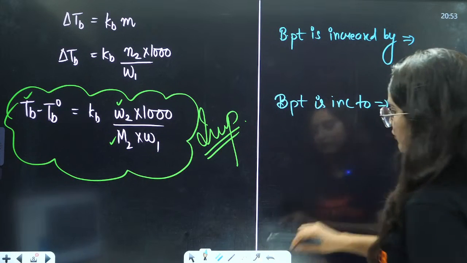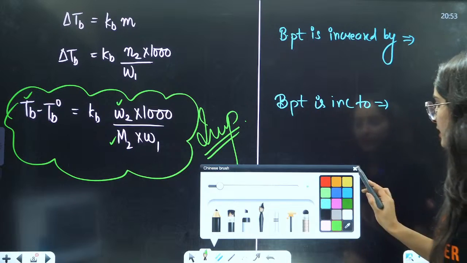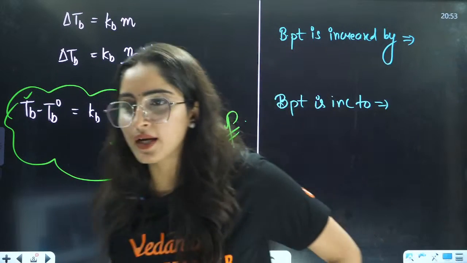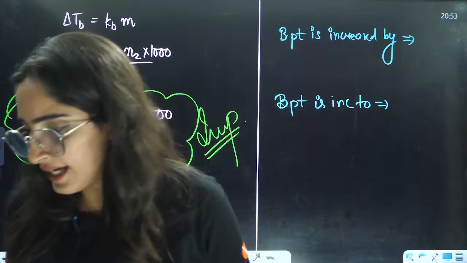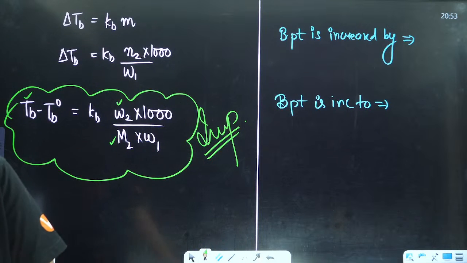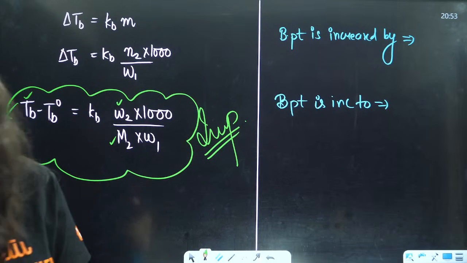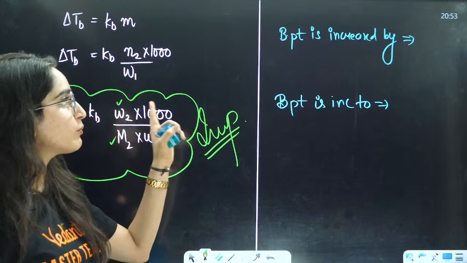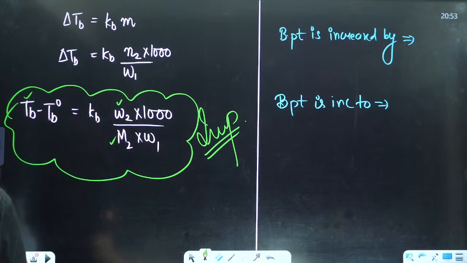Tell me in which they are asking what thing. Basically, I am teaching you pronunciation. English class, guys. Now tell me, boiling point is increased by and increased to. What is the difference?